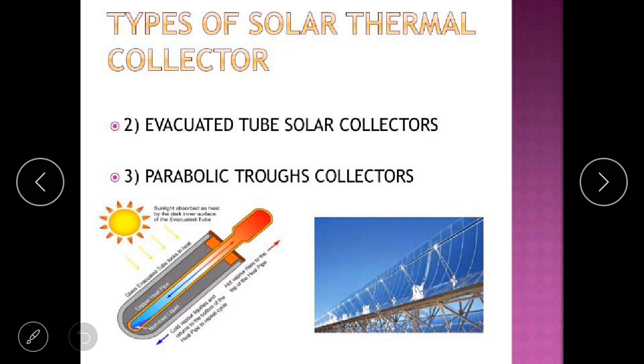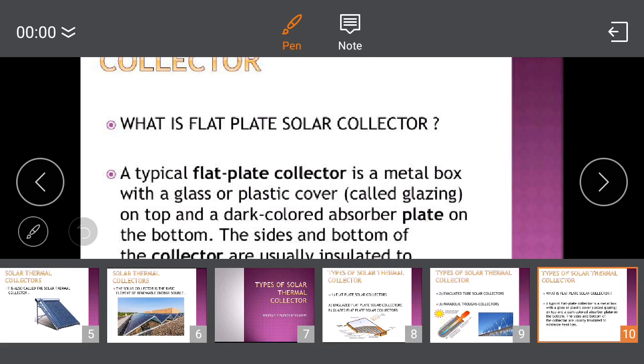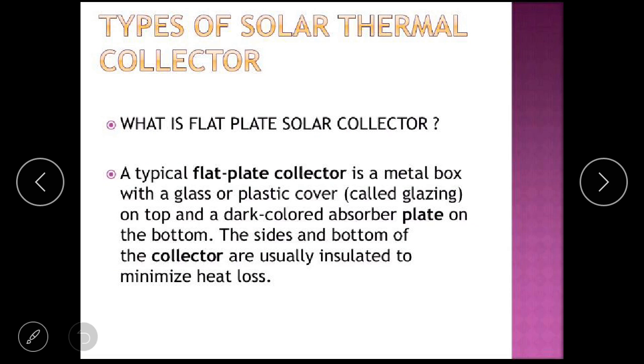Evacuated tube collectors are in the form of a tube, and parabolic means the panel is in a parabolic form. Now next, types of solar thermal collector. First is the flat plate solar collector. One main point is that some books discuss solar collectors in two types, focusing type and non-focusing type. The flat plate collector is a non-focusing type of collector.